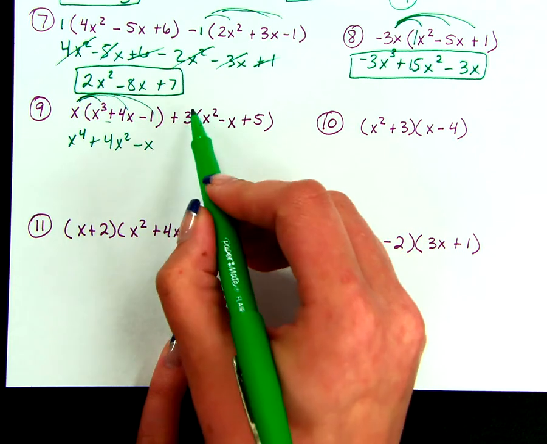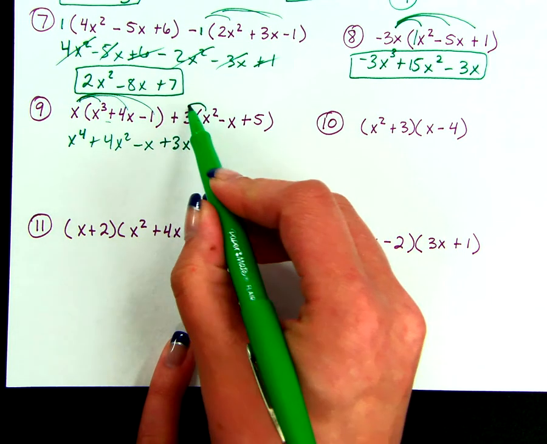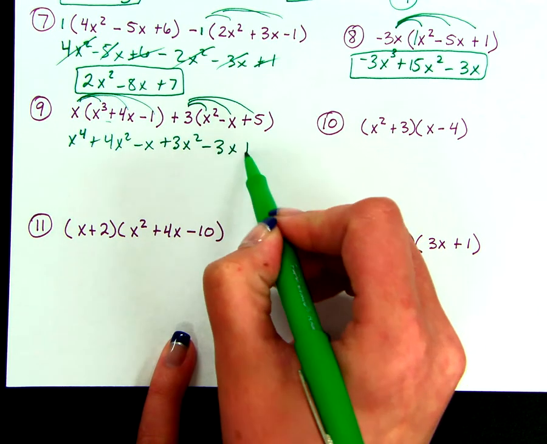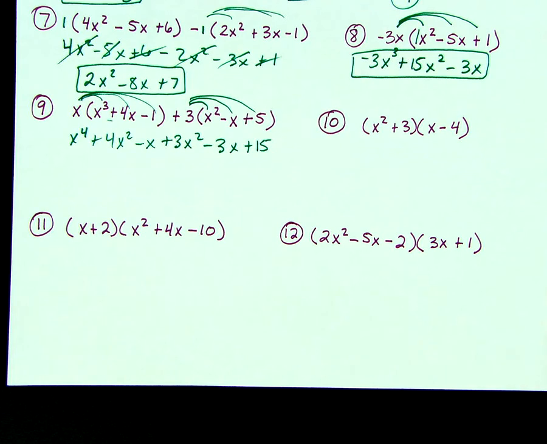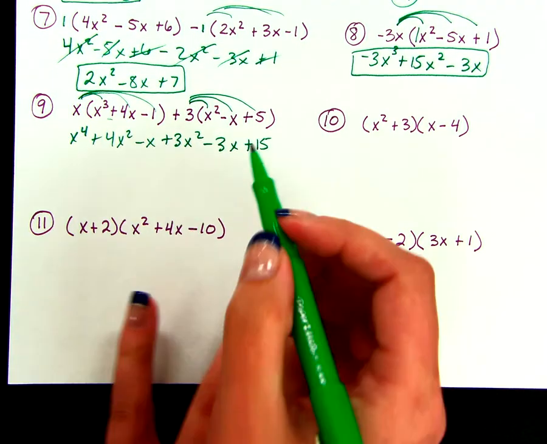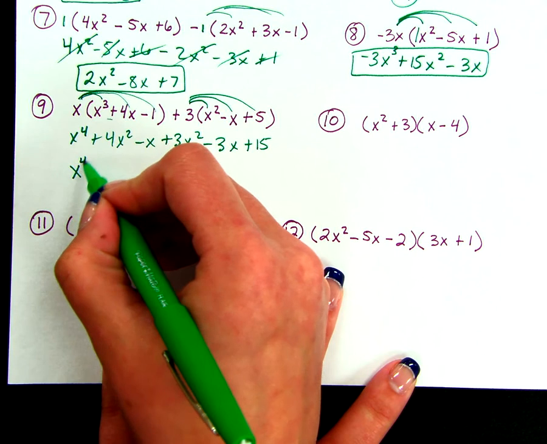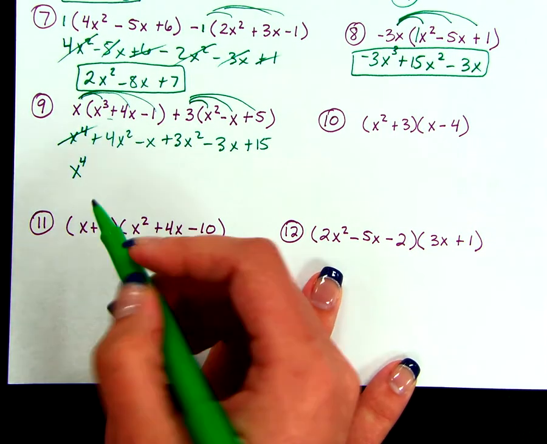Second group, we're distributing. So 3 times x squared is 3x squared. 3 times negative x is negative 3x. 3 times 5 is 15. So again, now we are just combining like terms. So our highest power is x to the 4th. There's nothing to combine it with, so we're just going to rewrite it. And again, as I combine, I'm going to cross off the terms that I used.